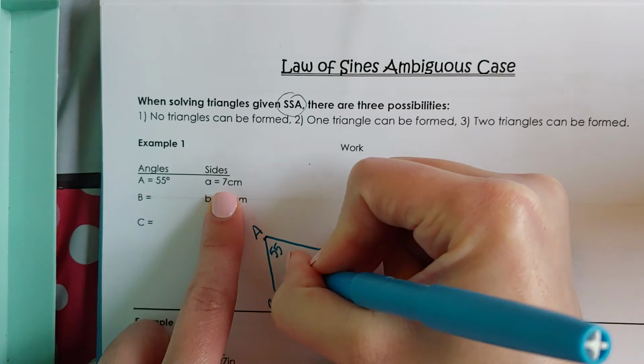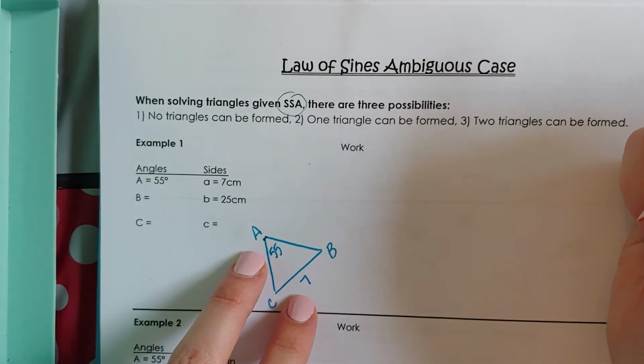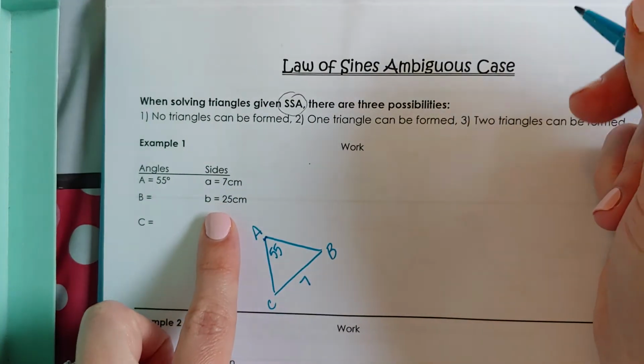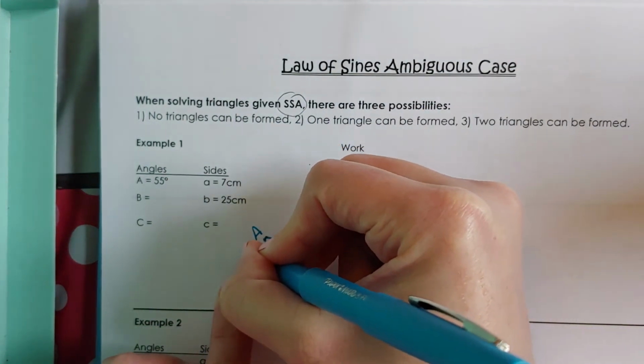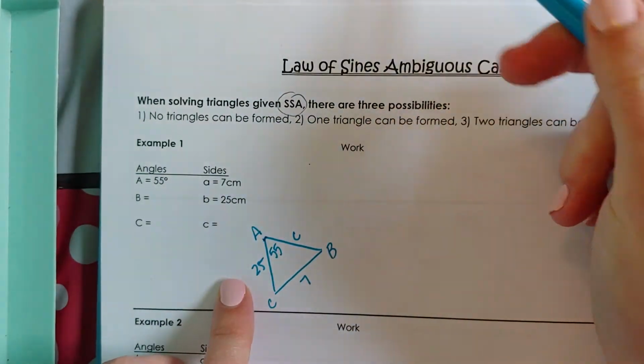Okay, little a is 7, so I have A and little a, that's one complete ratio, which is a good thing, okay? And then little b, so side B is 25, so that makes this side C.